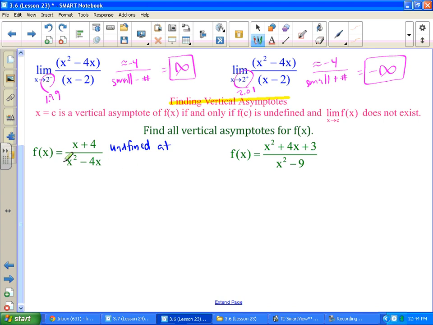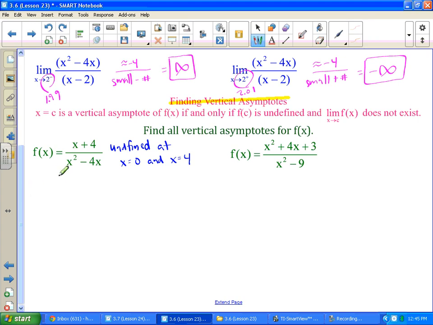So where is this first one undefined when x is what? 0, and where else? How do we factor this? What comes out of both of those? X, and what's left? Okay, so where is it going to be undefined when x is 0 and 4, right? Because if I plug 4 in, wouldn't I get 0 in the denominator? Okay, so those are the two spots that I'm going to be checking here, okay?